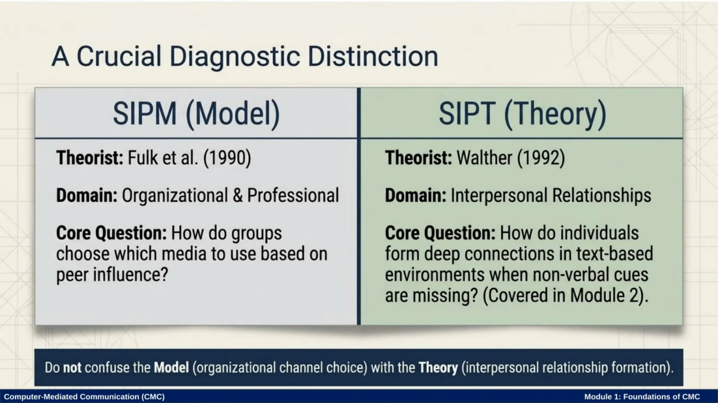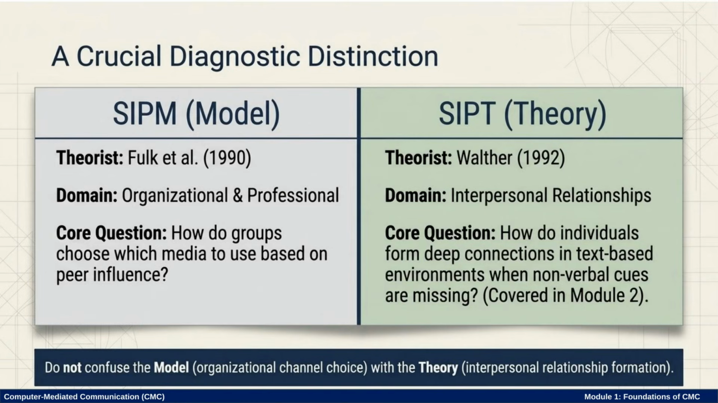SIPT, Social Information Processing Theory, comes from Walther, 1992. Its domain is interpersonal relationships. Its core question is, how do individuals form deep connections in text-based environments when nonverbal cues like tone of voice and facial expression are missing? We will explore this theory fully in our next module.